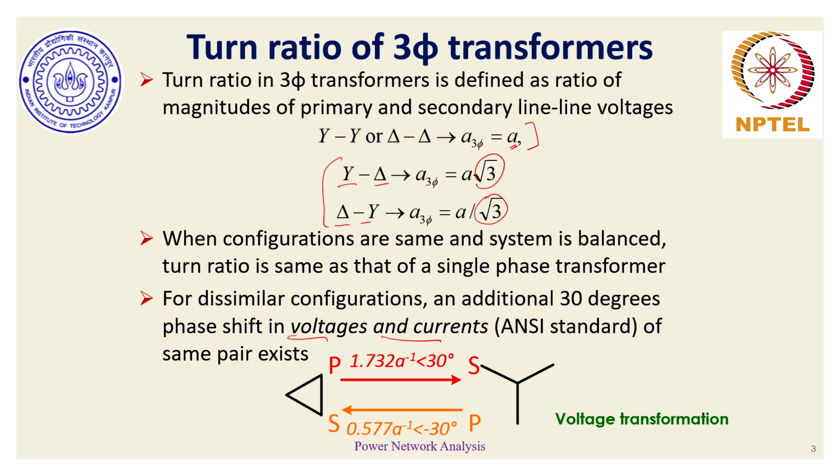So, for example, when the primary side is delta connected in a three phase transformer and the secondary side is star connected, the voltages and currents of the delta side would lead those on the star side by 30 degrees. Similarly, if the primary side is star connected and the secondary side is delta connected, the quantities on the primary will have a phase lag of 30 degrees when evaluated on the secondary side, in addition to factors of root 3 and 1 by root 3 coming in as per the ANSI standard.